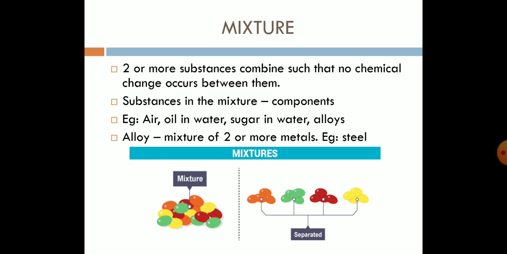Now, what is an alloy? An alloy is a mixture of two or more metals. That is why it is called an alloy. For example, steel, brass, and bronze are all alloys.